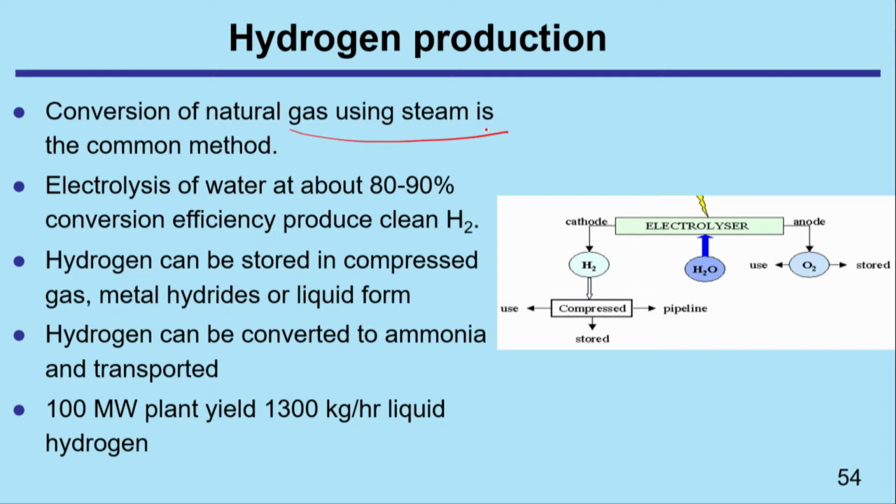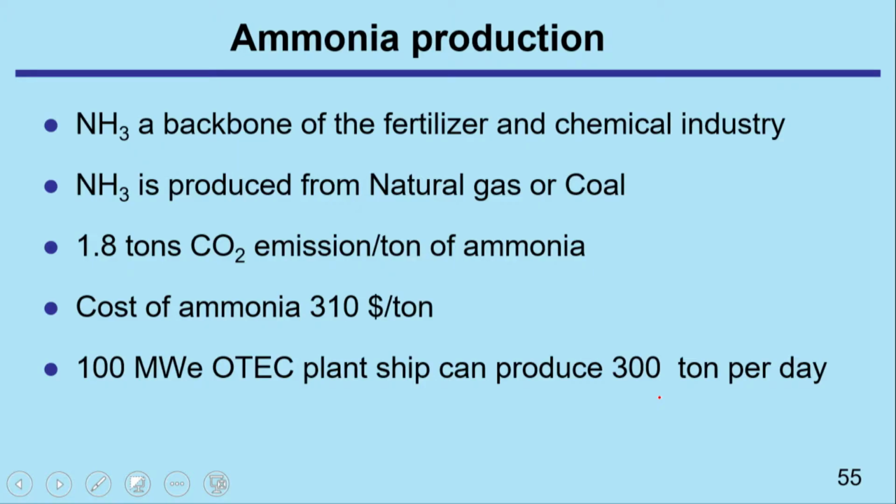Now coming to production of hydrogen, you see that conversion of natural gas using steam is the common method, but you can do electrolysis of water and you can get hydrogen. As you can see here, it's a very simple method, and hydrogen can be compressed and stored, and it can be converted to ammonia and transported, and a 100 megawatt plant will yield about 1300 kilograms per hour of liquid hydrogen. So this is another byproduct, and when hydrogen comes up, you can use it for various applications.